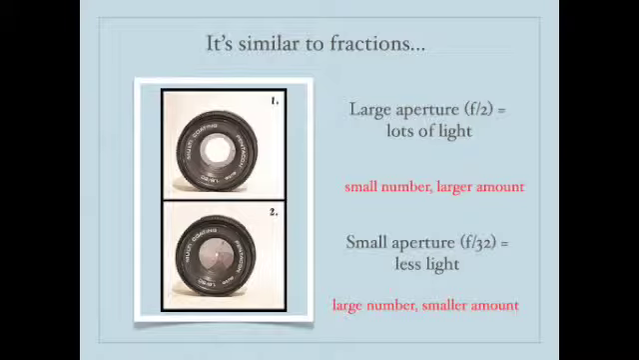So that's why I like to think of f-stops like fractions. An f-stop of 2, I always think of it like 1/2, whereas an f-stop of 32 is like 1/32. 1/2 is bigger than 1/32. So if it's a small number, it's actually a larger amount of light.